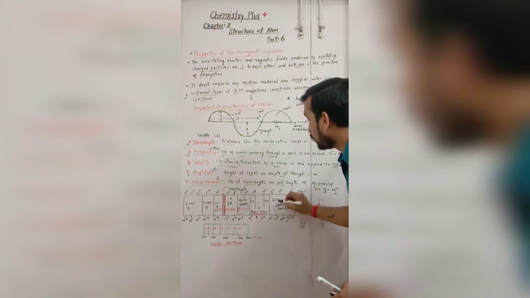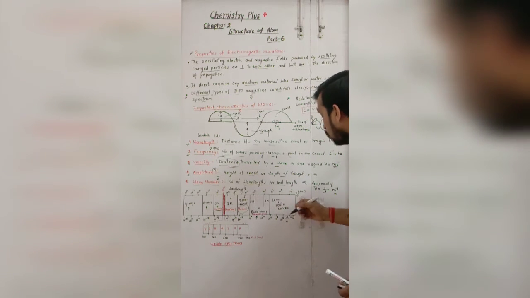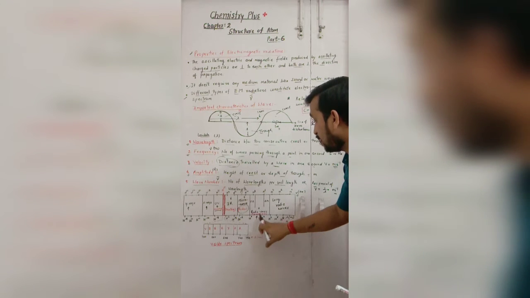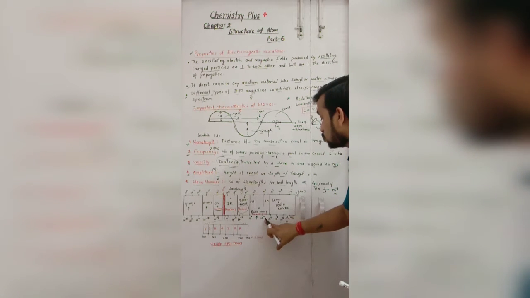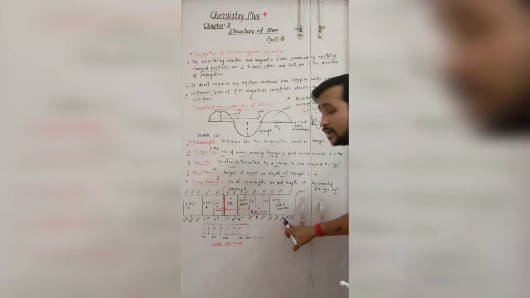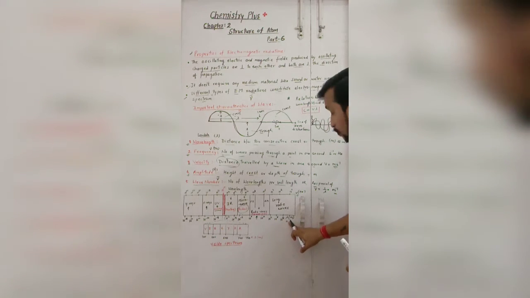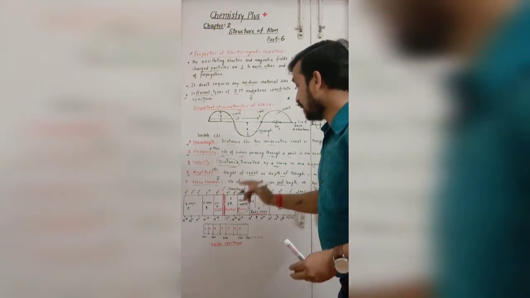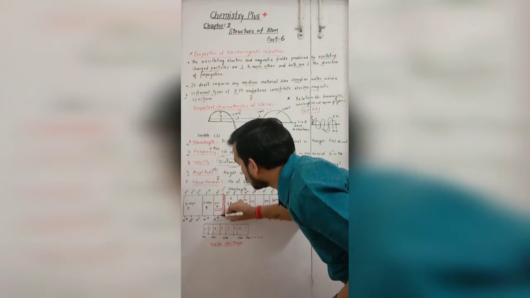The next is the long radio waves, having a much higher wavelength compared to the radio waves. For radio waves it is 10 to the power 0 to 10 to the power 2, but here 10 to the power 4 to 10 to the power 8 meter is the wavelength. So this is the difference between the various regions of the electromagnetic waves.